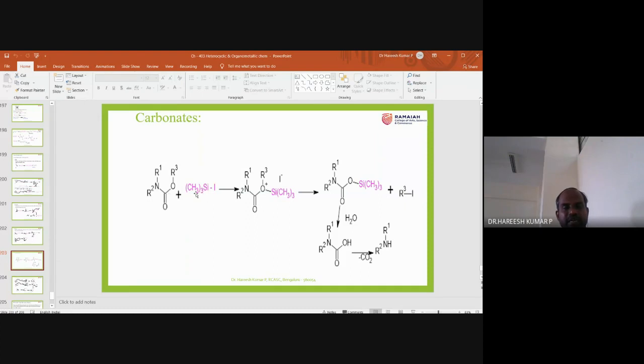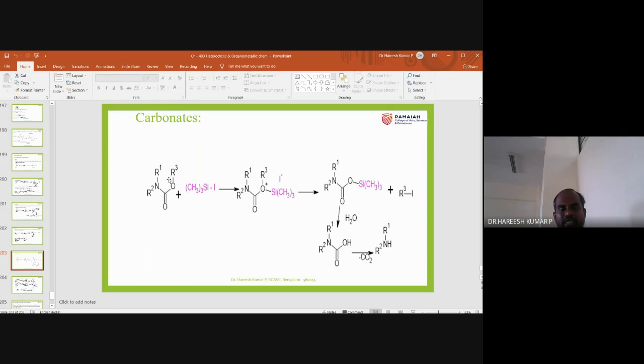When carbamate is treated with the trimethylsilyl halide, the lone pair present on this oxygen forms a bond with the silyl. So it forms an intermediate like this, having a positive charge on oxygen. These are highly unstable. So that is the reason the bond pair between the oxygen and R2 converts into a lone pair. Then R3 attains a positive charge. That R3 is attacked by I minus, forming an alkyl halide along with the product called silyl carbamate.